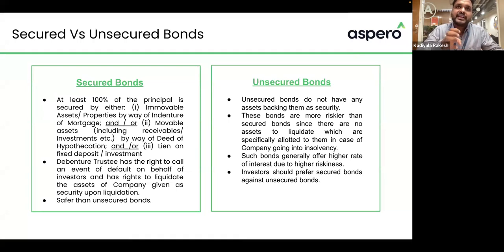the first preference will be given to the persons who invested in the senior secured bonds. And the second preference will be given to the shareholders, promoters, and directors of the company. So investing in the secured bonds is safer than the unsecured bonds.